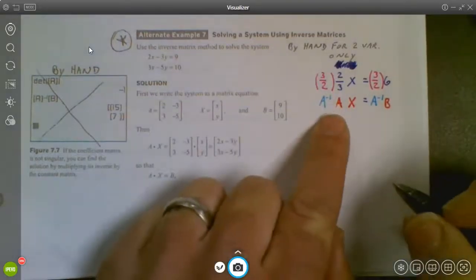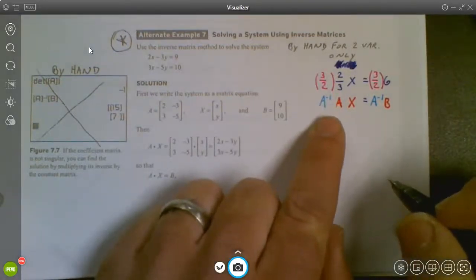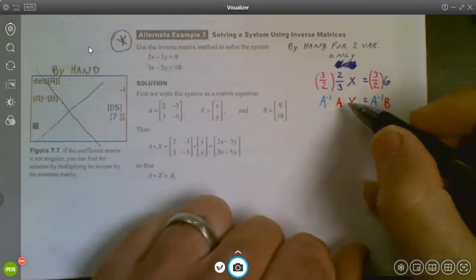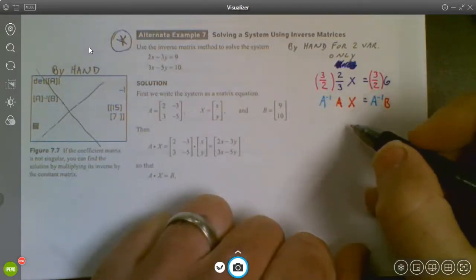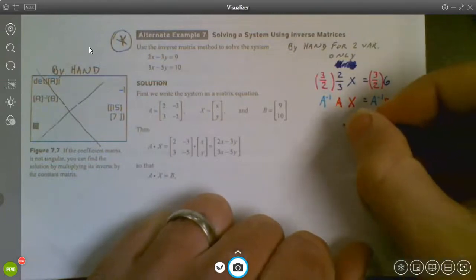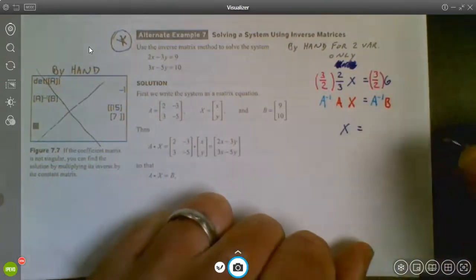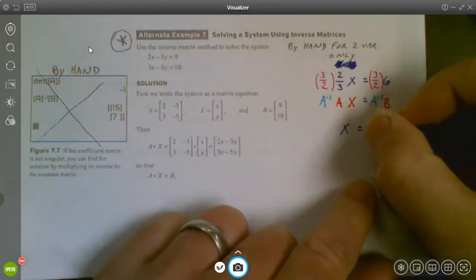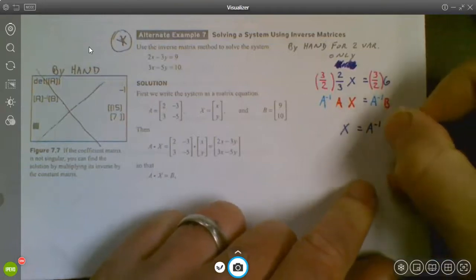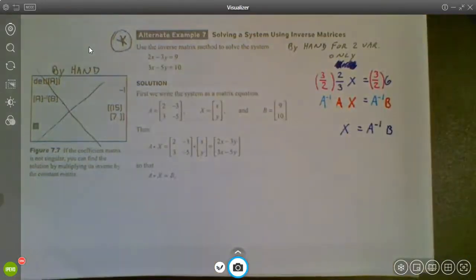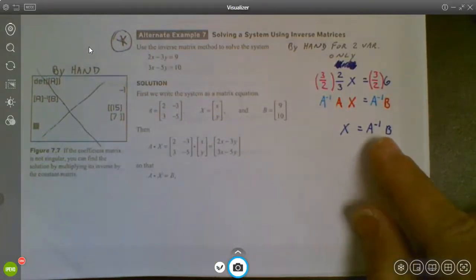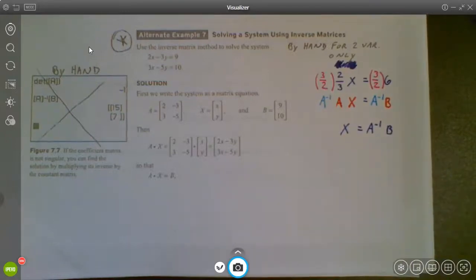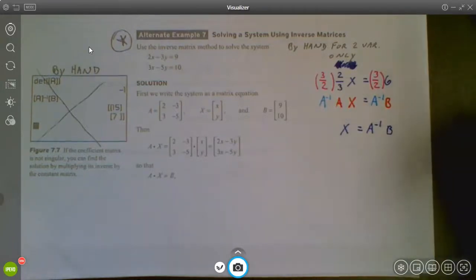So what happens when we do this process? Essentially, I am left with a 1 over here, an identity matrix, and so it's essentially getting X by itself. And what do I have on the right? I have the inverse of A times B. So this is the process that we're going to be doing to solve for X. We just need to figure out what is the inverse of A, multiply it times B, and that gives us our solution for X. So this takes us back to, how do we find an inverse?